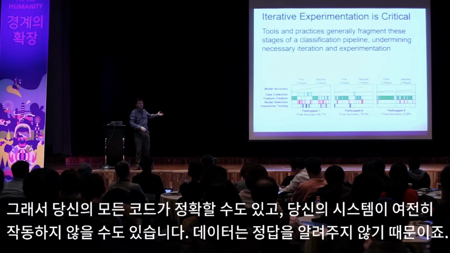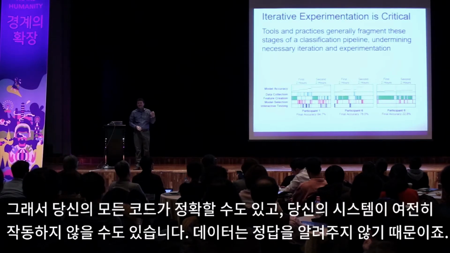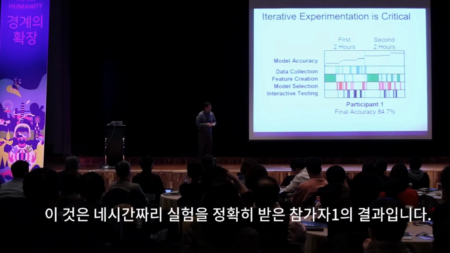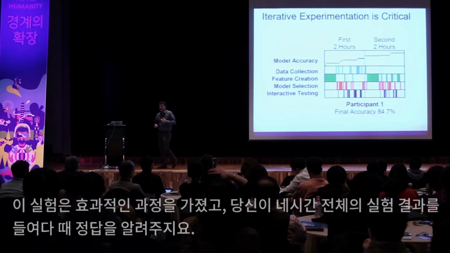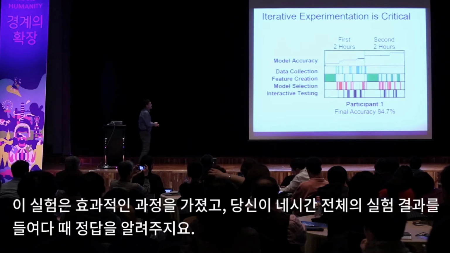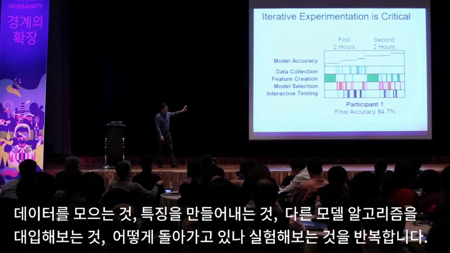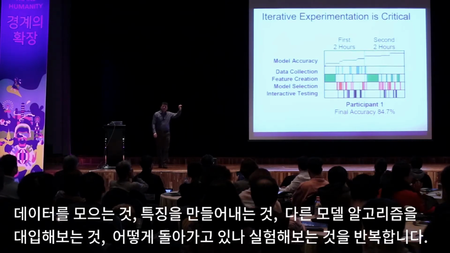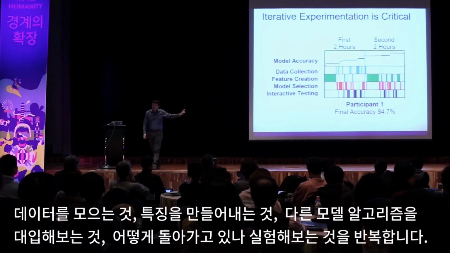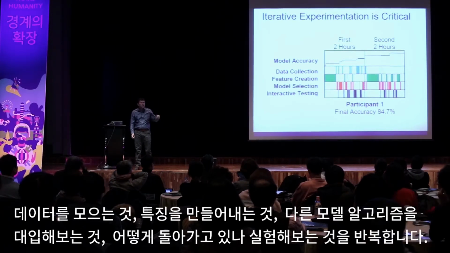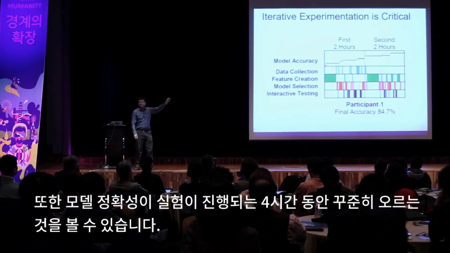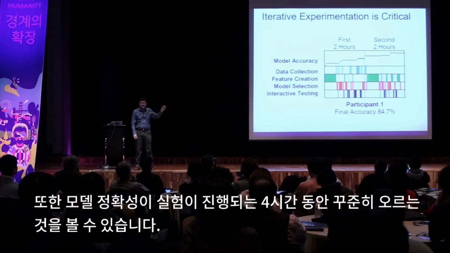And so all of your code can be correct, and yet your system might still not work, because the data doesn't answer the right questions. This is a 4-hour experiment. This is a participant who gets it right. They have an effective process, they get the right answer. You can see over the course of these 4 hours as they're working on the system, they switch back and forth between collecting data, working on their features, trying different modeling algorithms, conducting experiments to see how they're doing. And on a holdout set we had behind the scenes that they couldn't see, we see them steadily improving in performance over the course of those 4 hours.